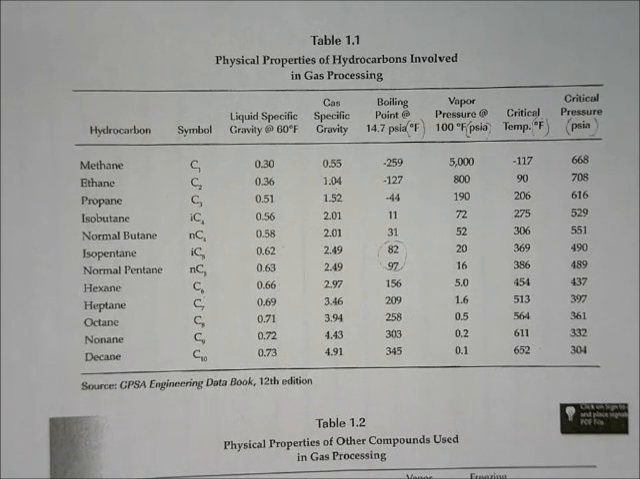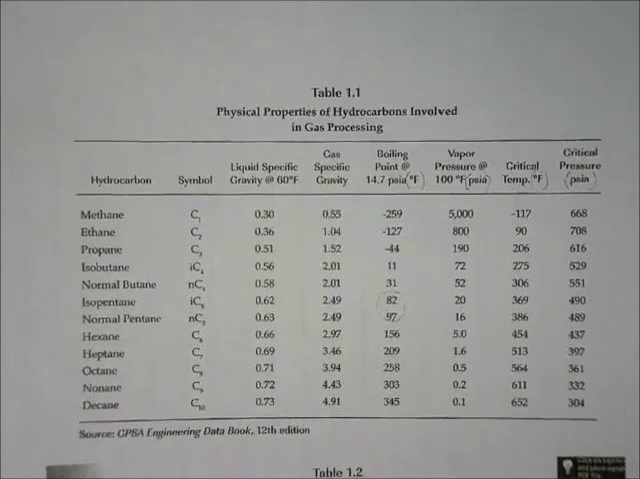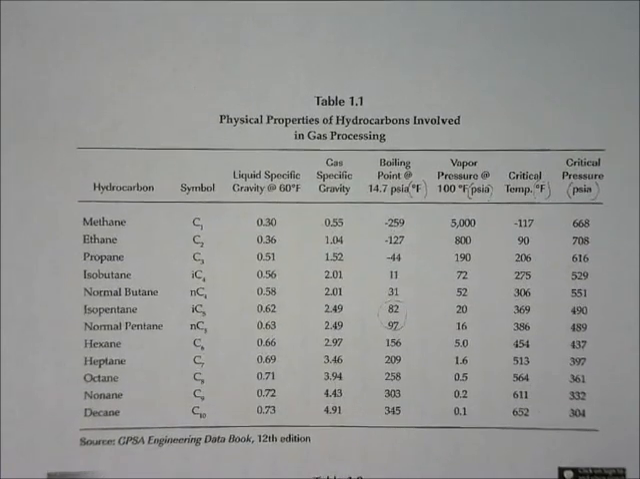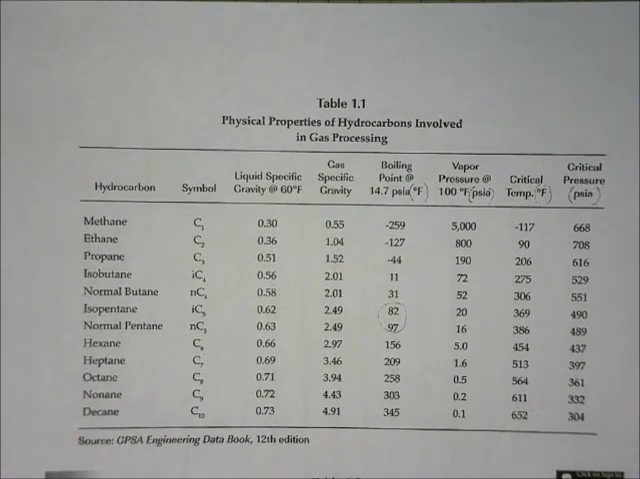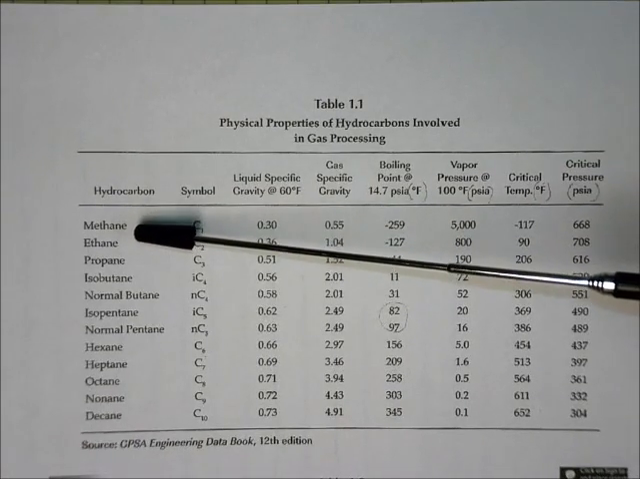Okay, if you'll turn to page 8 in your book, we want to take a look at table 1.1, point out some of the important information there. Table 1.1 lists the common hydrocarbons that are involved in gas processing and some of their physical properties. The list on the left is the most common hydrocarbons.